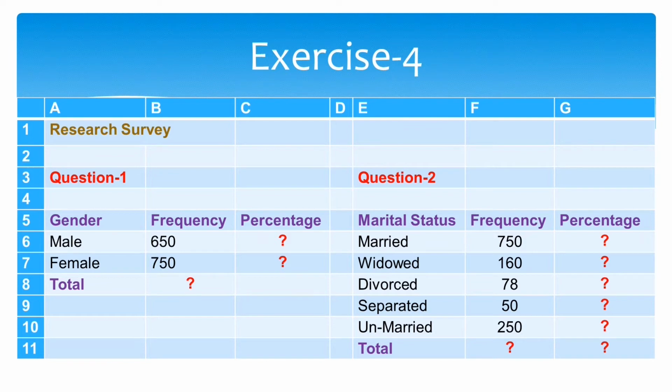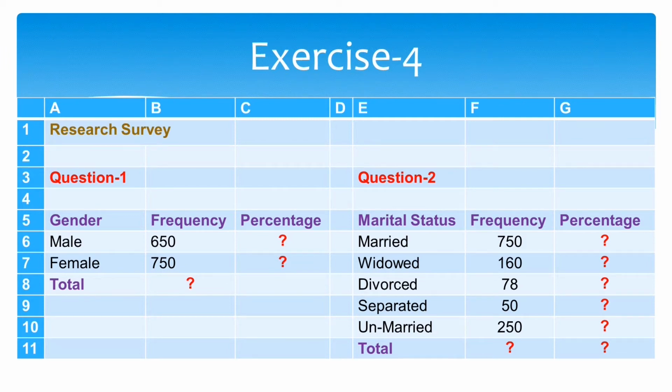Now, another thing we want to find out is the percentage. If the total number of participants is 1400, then what percentage do males represent and what percentage do females represent? So, how to write that formula, we will discuss that.